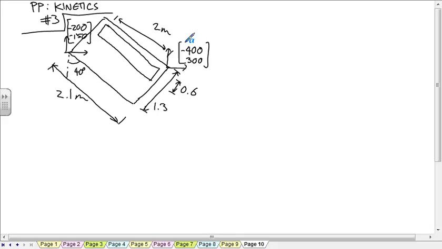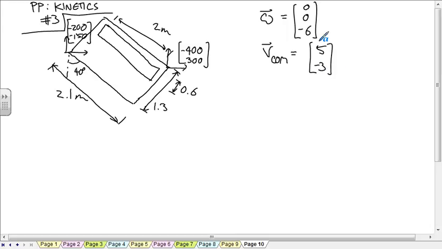And then the angular velocity of this body is 0, 0, negative 6. And the velocity of the center of mass is 5, negative 3. And so the idea is that this door-shaped thing is flying through the air, spinning.